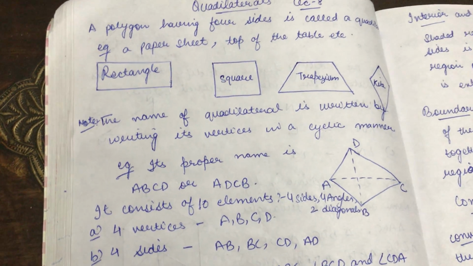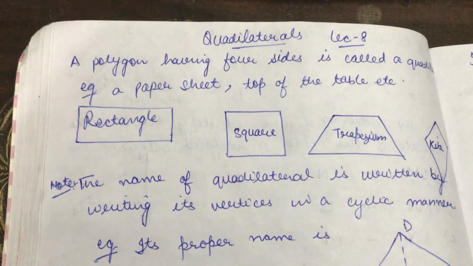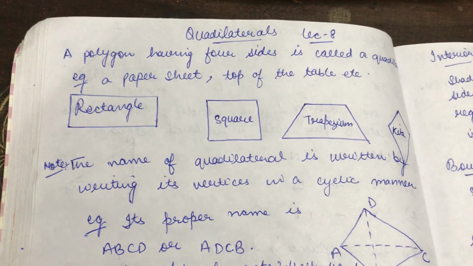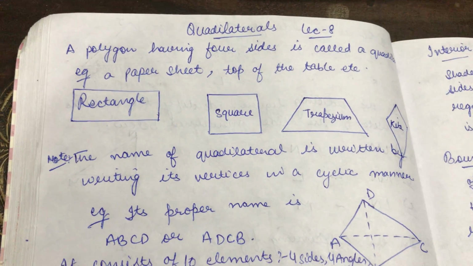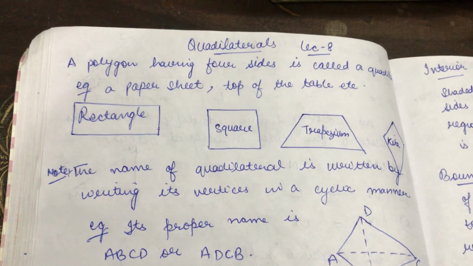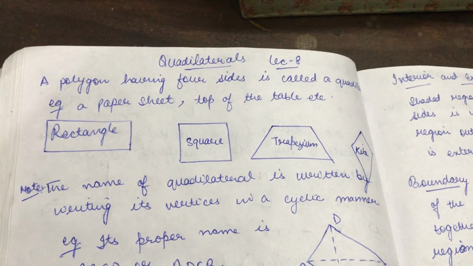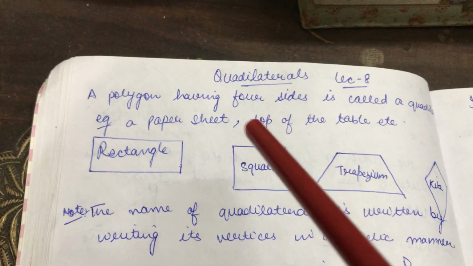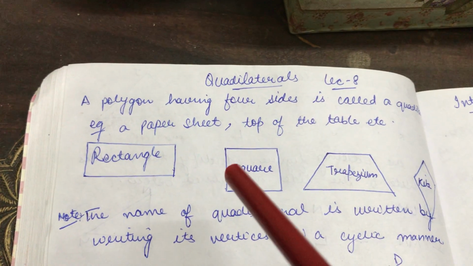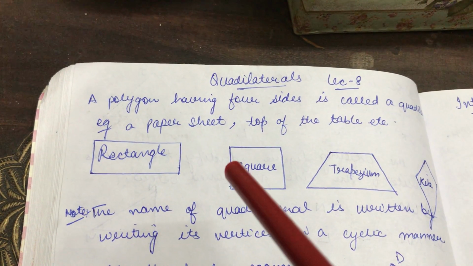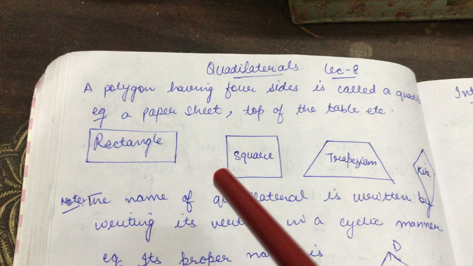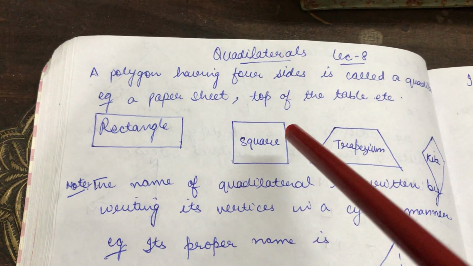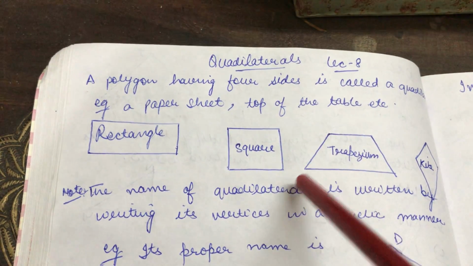Good morning, students. So, now we are going to discuss the next topic of this chapter, that is quadrilaterals. What is a quadrilateral? As we have discussed about polygon, a polygon having four sides is called a quadrilateral. It means a four-sided figure which is simple, means it does not intersect itself, and which is closed. So, any four-sided figure which is a polygon is a quadrilateral.